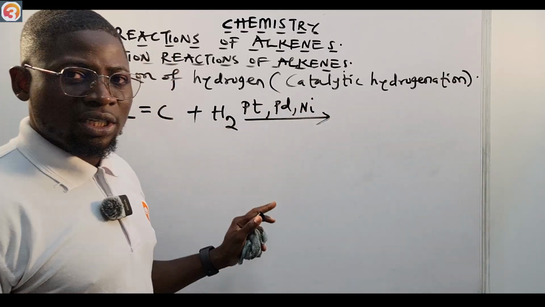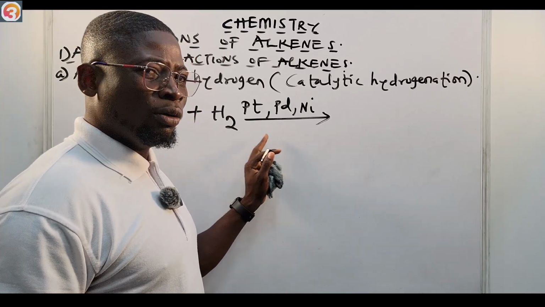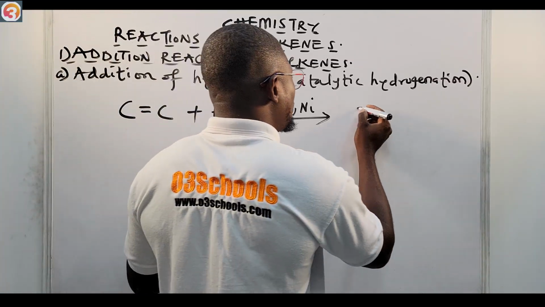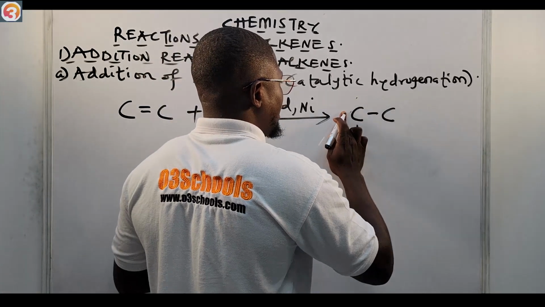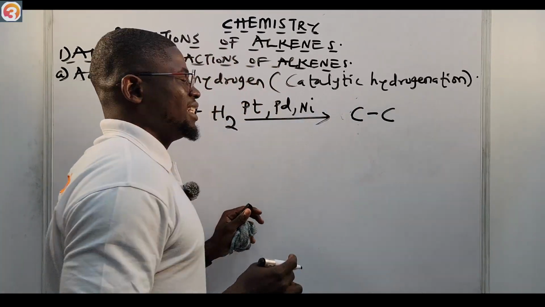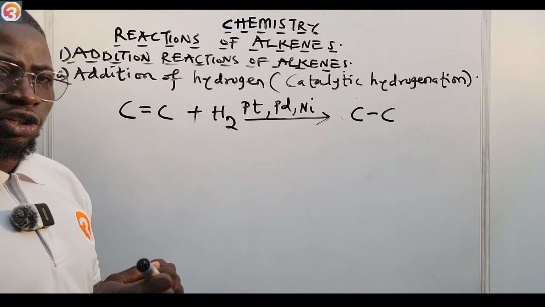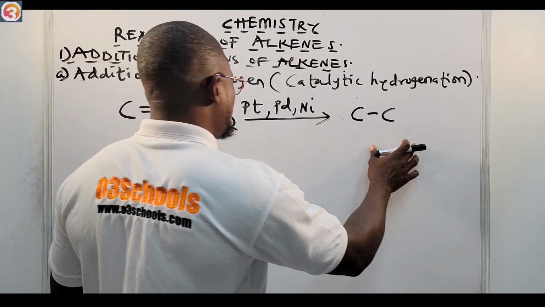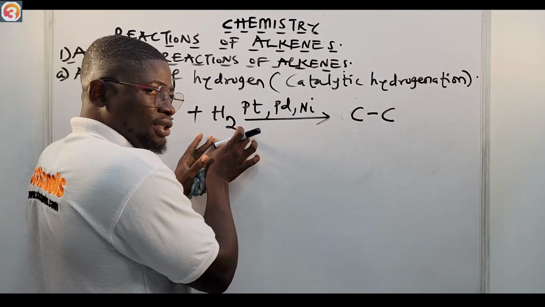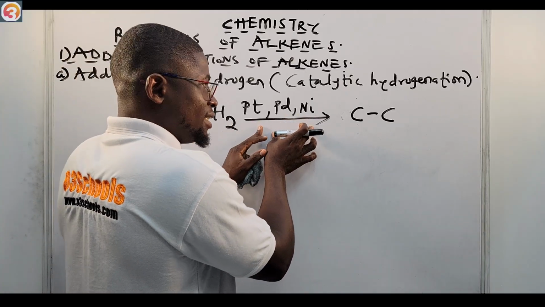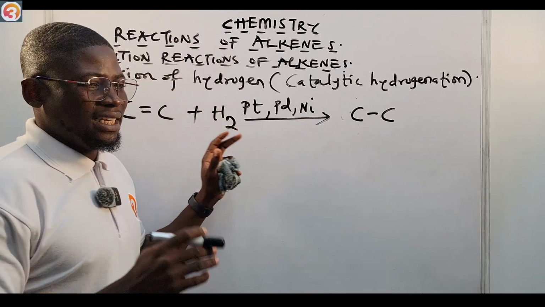When these catalysts act on this reaction, it leads to the formation of an alkane. There's no need to complete this structure because this is just the general formula for the reaction, where an alkene reacts with hydrogen in the presence of this catalyst to give an alkane. It's as simple as ABC.